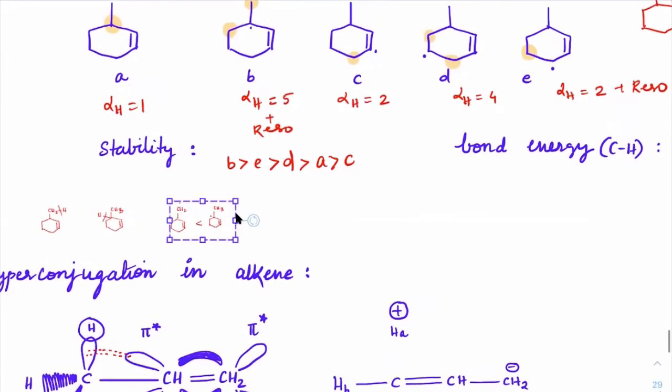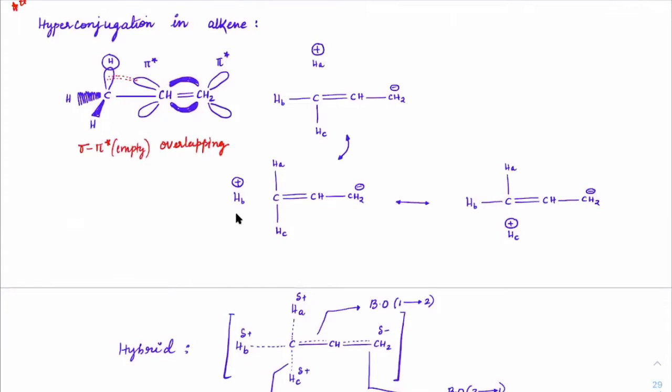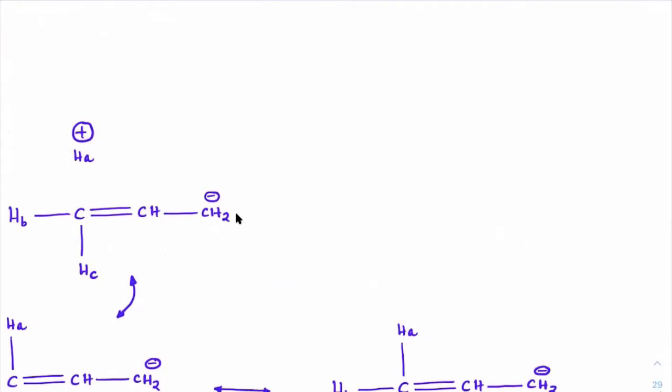Now, everybody, check out hyperconjugation in alkenes. How do we check out in alkenes? See, you may have learned that when molecular orbitals are formed, it is the atomic orbitals which will add up, right? Suppose if we have linear combination of atomic orbitals.